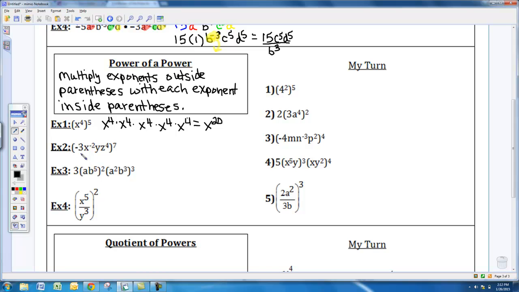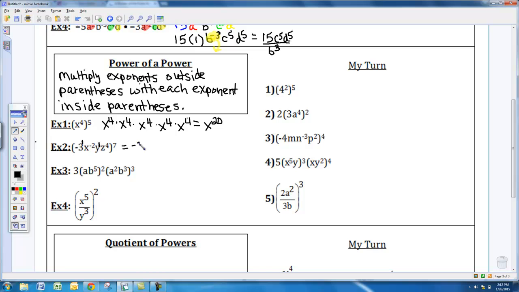Let's do example 2. As I said before, this is going to be like distributing the exponent outside to every exponent inside the parentheses. Let's first write in the exponents that aren't there. Negative 3 does not have an exponent, so we're going to raise it to the 1st power. Y does not have an exponent, so we're going to raise that to the 1st power. Now we're going to distribute the 7 exponent. So our rule says that we have to multiply that 7 by every exponent in the parentheses.